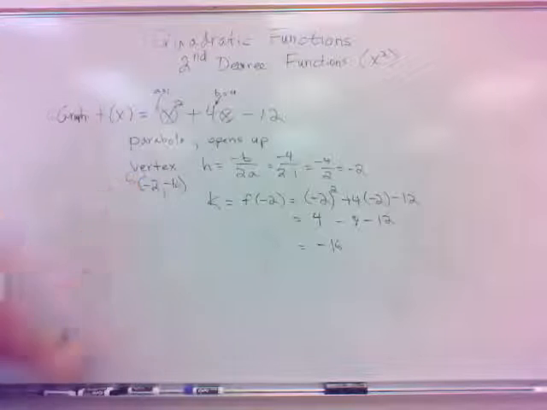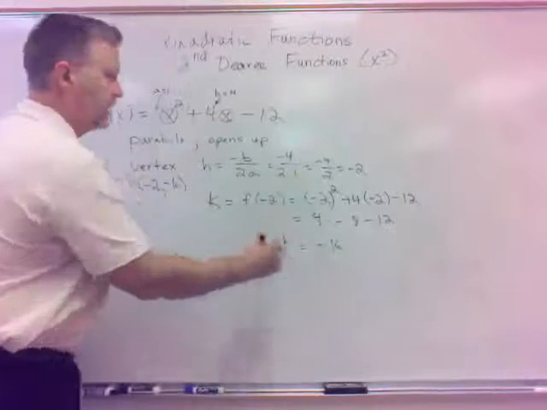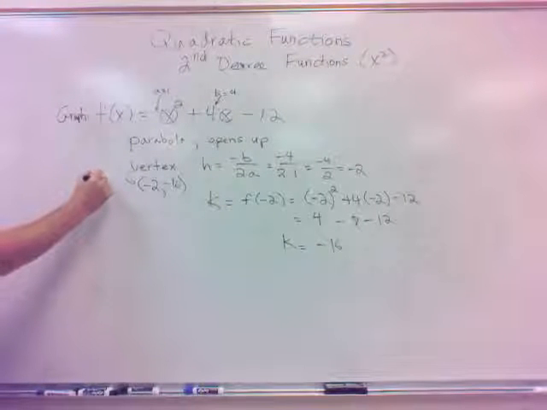So my vertex is, by these computations here, negative 2, negative 16. The k is negative 16. All right? Okay, so let's put that over here.